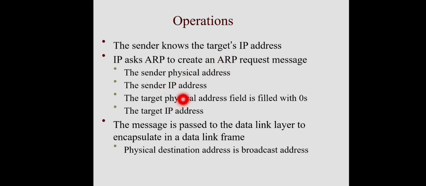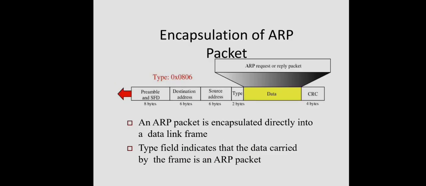This much information will be carried in the ARP request message. Such a packet will be transferred to the data link layer, and the data link layer will encapsulate the packet into a data link layer frame, and the physical destination address is a broadcast address. In the data link frame, the destination address field is actually the MAC address of the destination. We don't know it, right? So this frame is broadcasted.